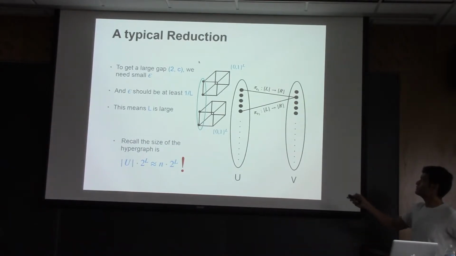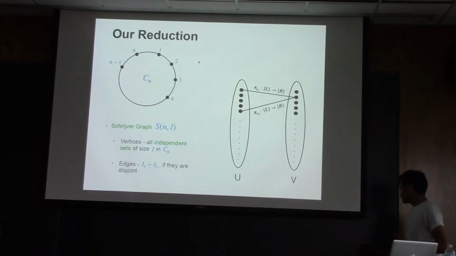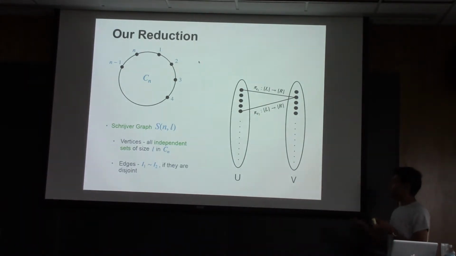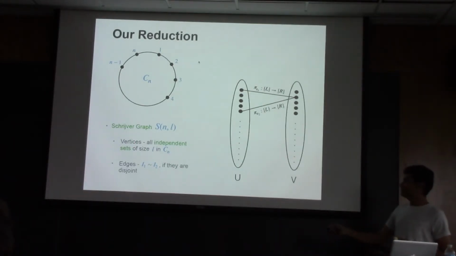Okay, so what objects do we use instead of this? These are the vertices of a graph called the Schreier graph. Let me define what the Schreier graph is. It is indexed by two parameters, n and L. The vertices are all independent sets of size L in the cycle graph Cn. And two vertices, which are just subsets of 1 to n, are connected if they are disjoint.